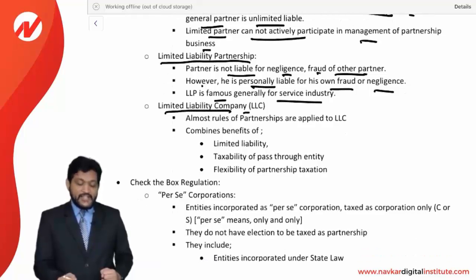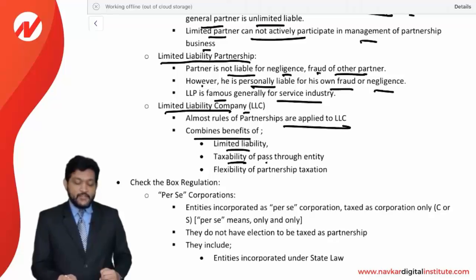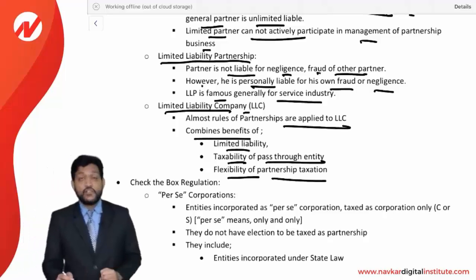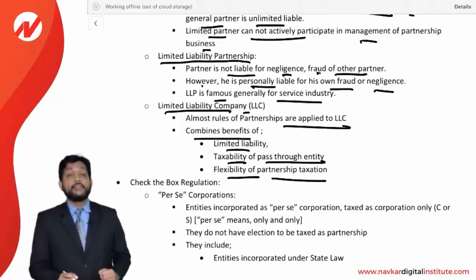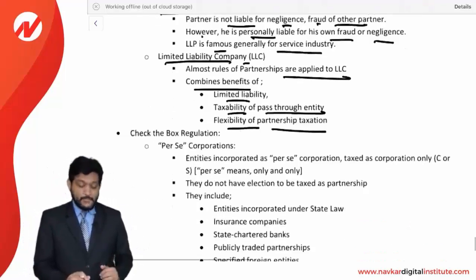Limited liability company, LLC: we can say almost the rules of a partnership are applied to the LLC. It combines the benefits of limited liability, taxability as a pass-through entity and flexibility of partnership taxation. So all these benefits are combined in a limited liability company.